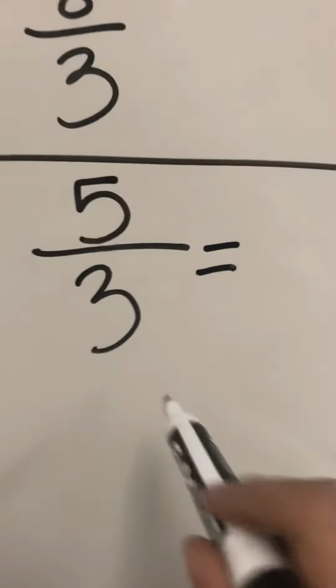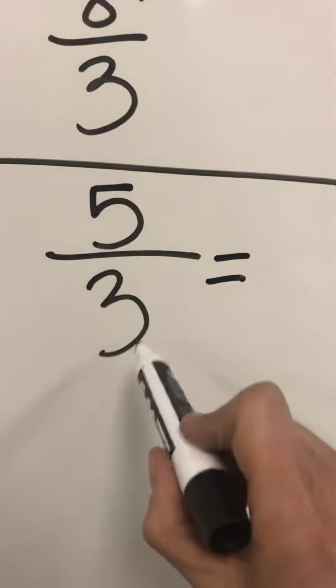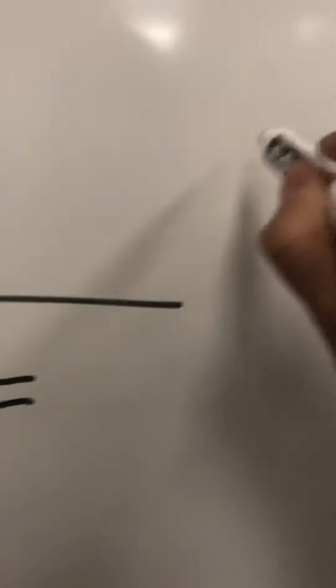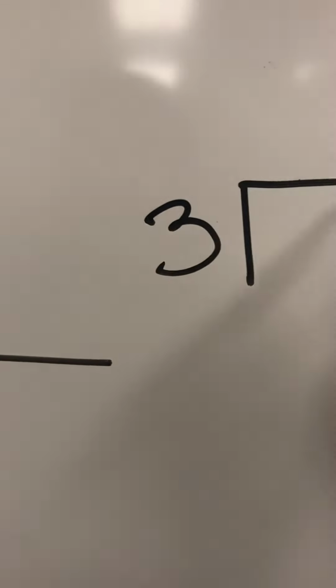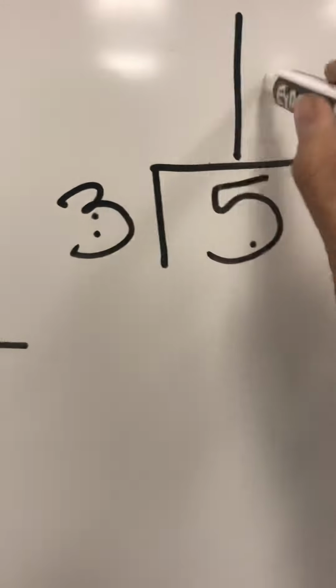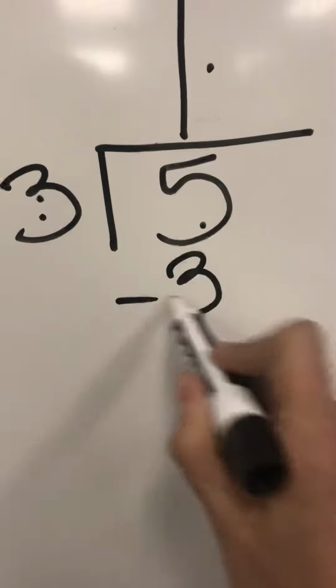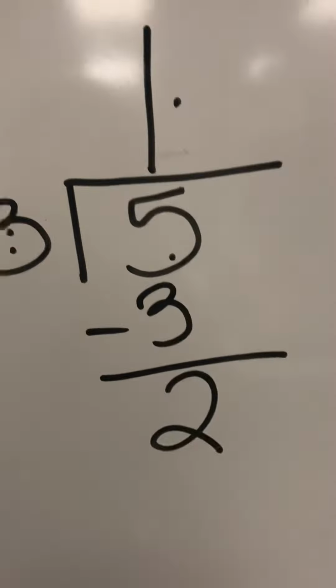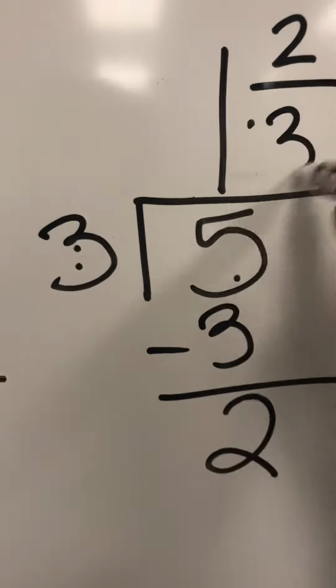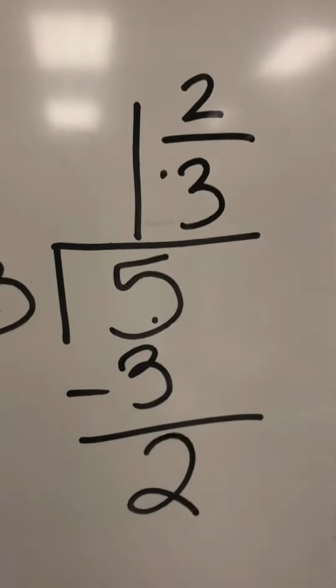So what I do is you're basically going to divide 3 divided into 5. I'm going to show you the work with the division problem so the kids can see what I'm doing. But it's 3 goes into 5 one time. 3 times 1 is 3. Subtract. And the way that I write my answer is my remainder over my denominator. So my answer would be 1 2/3.